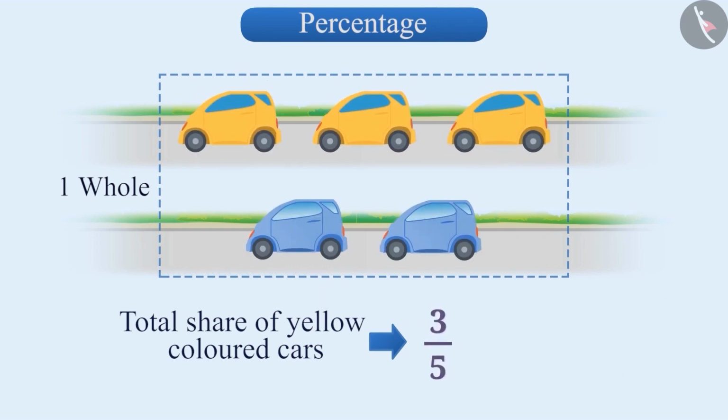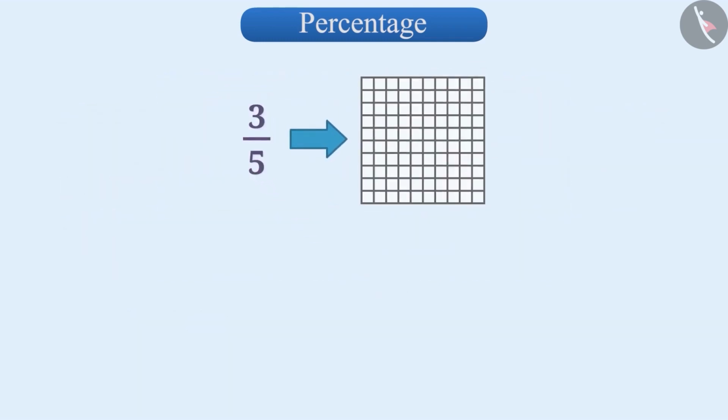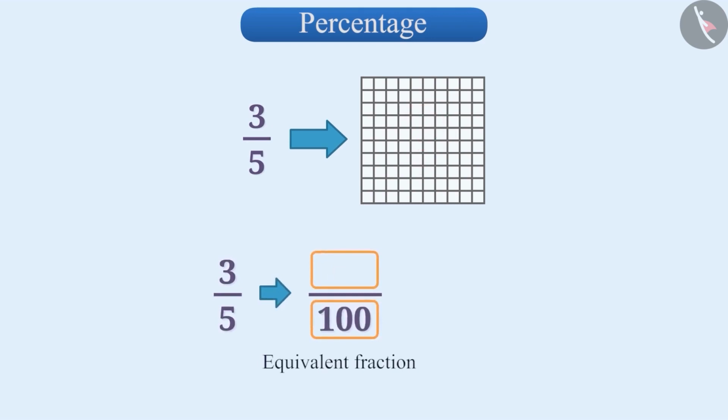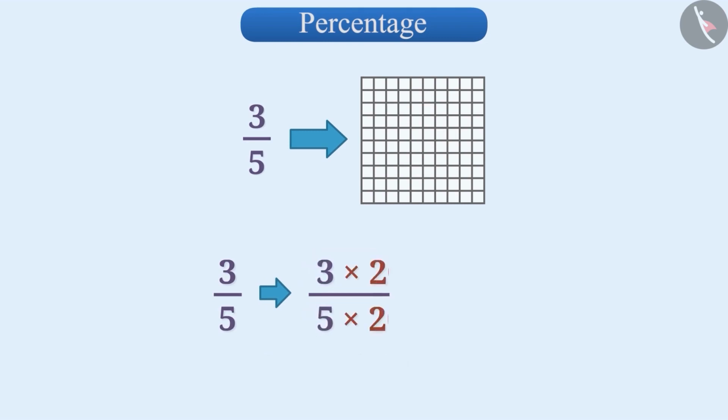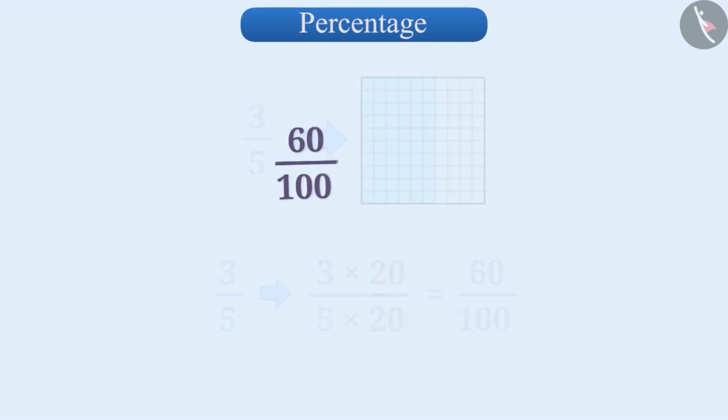If we have to represent this fraction in a square of 100 equal parts, then how will we do it? We will find an equivalent fraction to 3 by 5 whose denominator is 100. For this, we will multiply both the numerator and denominator of the fraction 3 by 5 by 20 to get 60 by 100. Now, we will shade 60 parts out of 100 equal parts. In this way, we have represented 3 by 5 in squares of 100 equal parts.